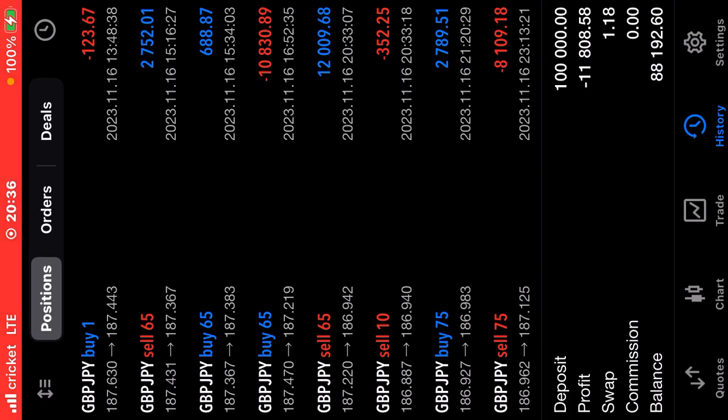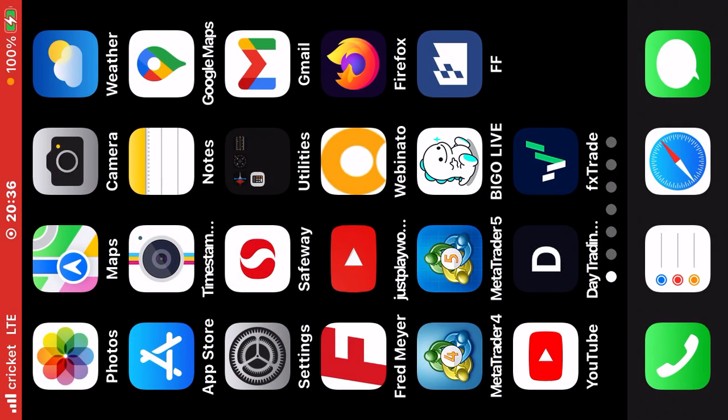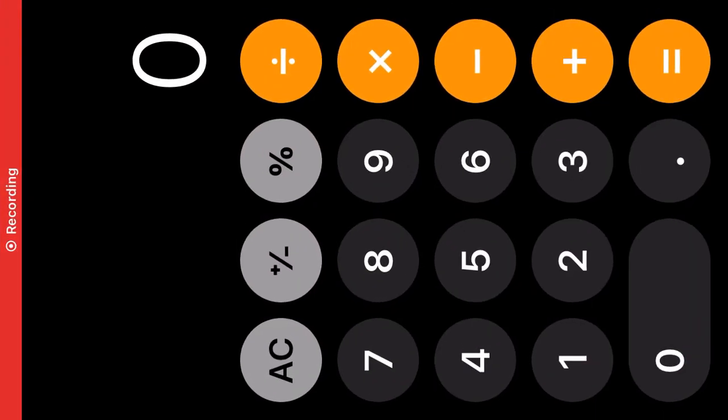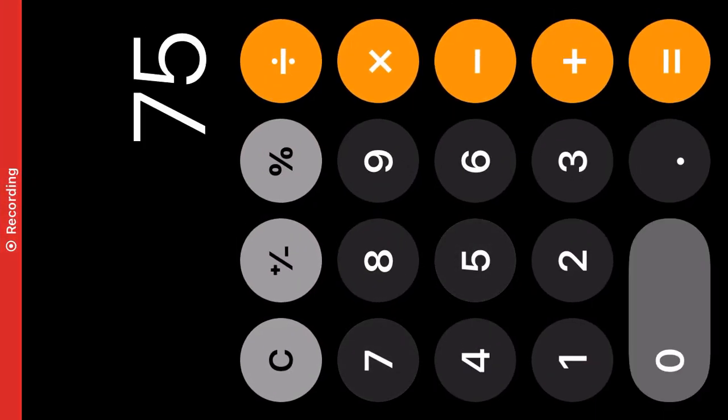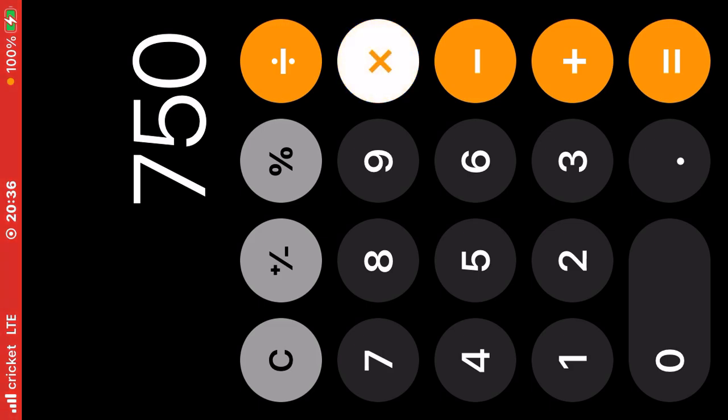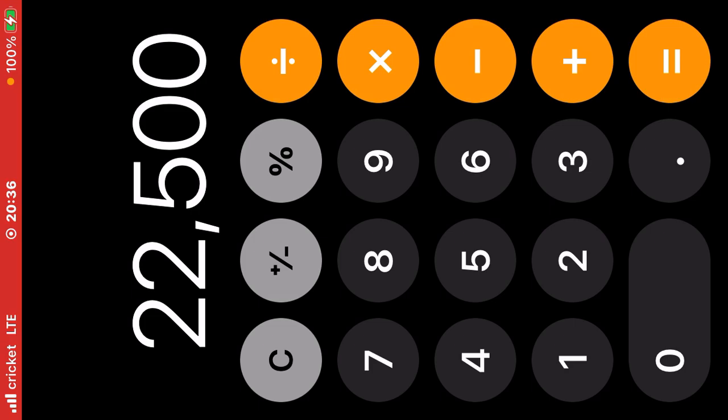So $750 times a 30 pip stop loss is $750 times 30, which is, go to the calculator, $750 times a 30 pip stop loss is $22,500, which is 3%.